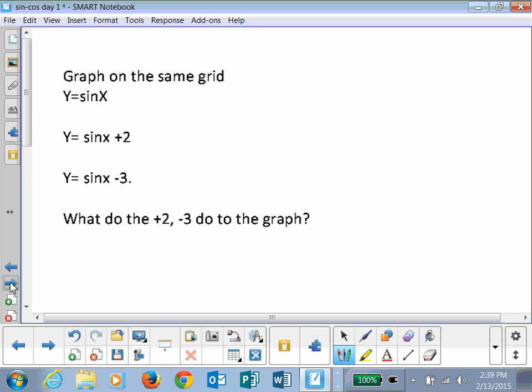Is it up and down, or is it left and right? Is it with the x or not with the x? It's not with the x. So if it's not with the x, what's it going to do? Up and down. X is left and right, isn't it?